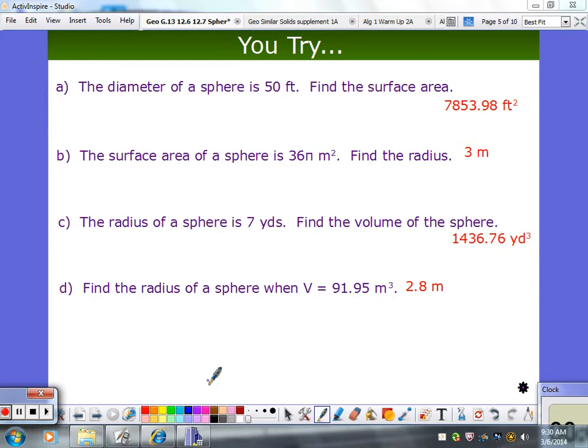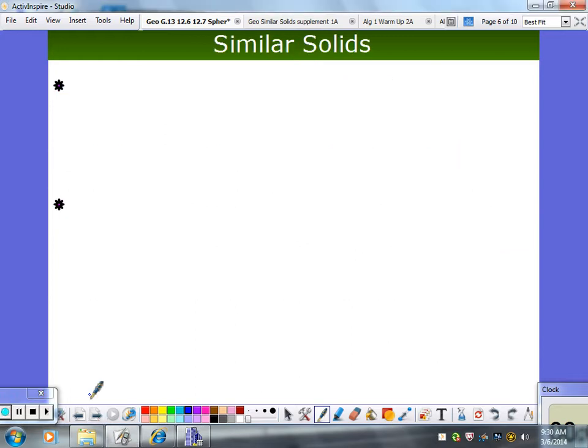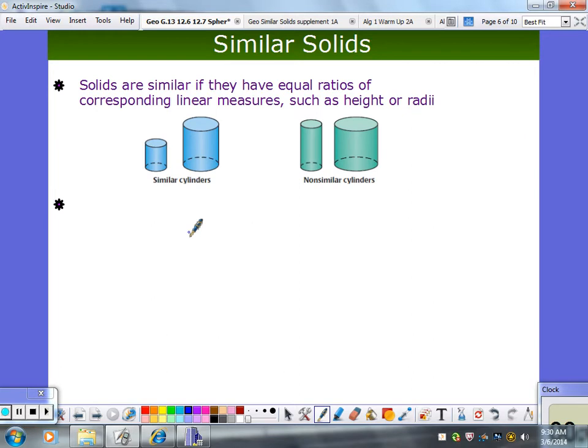Moving on? Okay. Last little thing to look at here, similar solids. We've touched on this already. We've looked at similar 2D figures. Solids are similar if they have equal ratios of corresponding linear measures, such as height or radii. So for similar cylinders, the radius to this radius is the same as the height to this height. They have the same scale factor. They would have to match, just like we did with triangles.